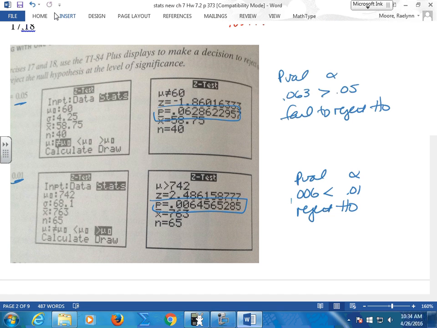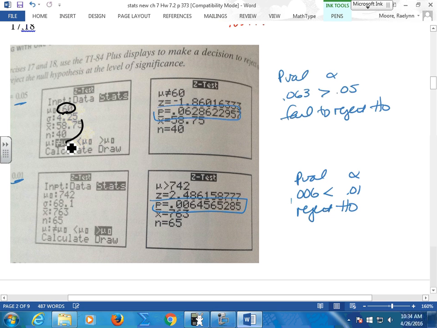That automatically will double your tails in this. You don't have to do that at all. Notice it gives you a z-score. So it repeats what your claim is, that it's not equal to 60, because what it did is it took this 60 and put it right in here. It said mu is not equal to 60. It used the not equal. See how it replaced this right here? It took this and replaced this. So this reads mu is not equal to 60, which is your claim.